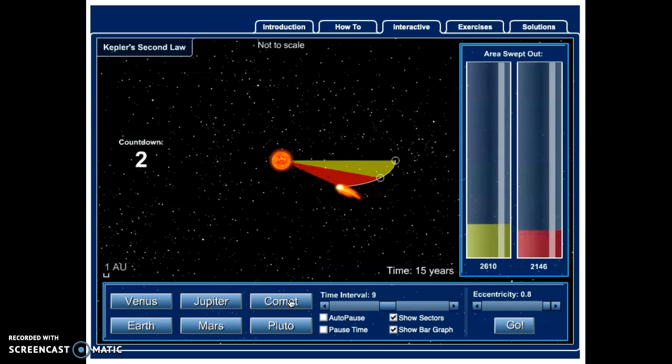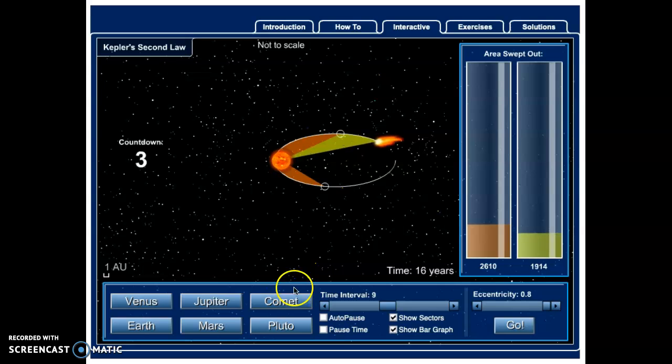And you can see the comet has to go really fast when it gets close to the sun to sweep out the same amount of area. So that's Kepler's second law.